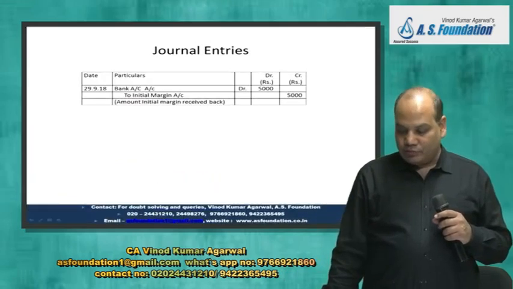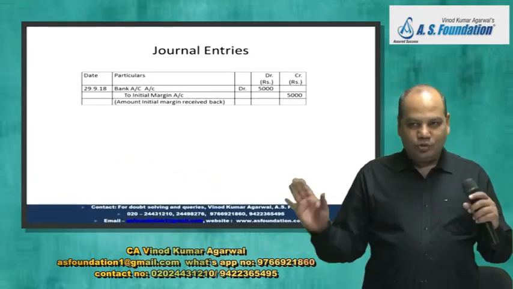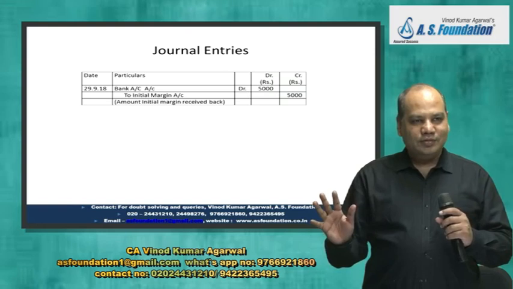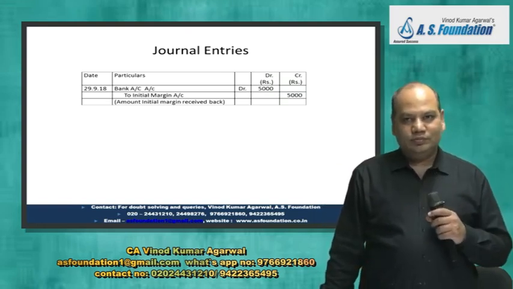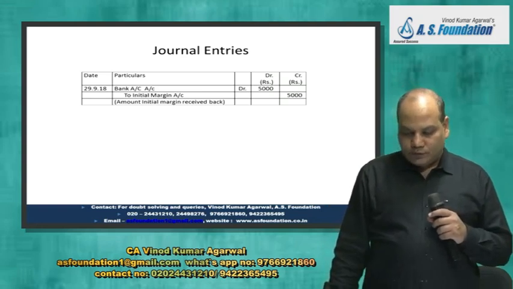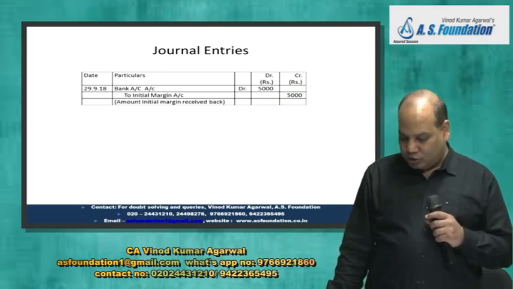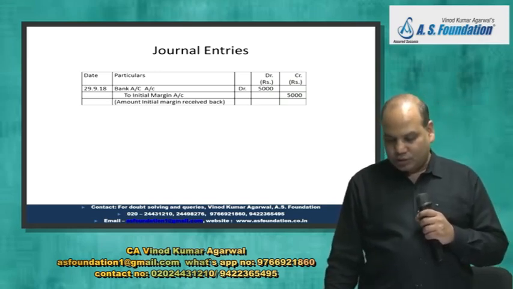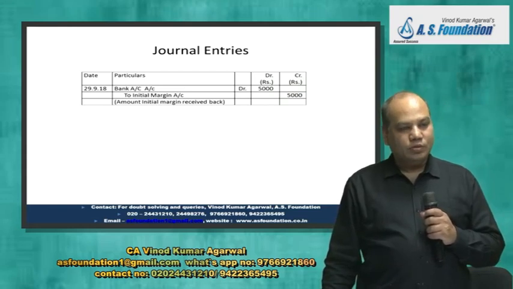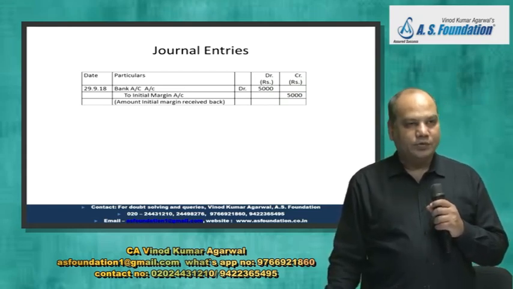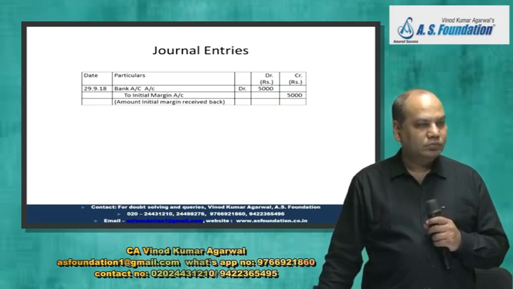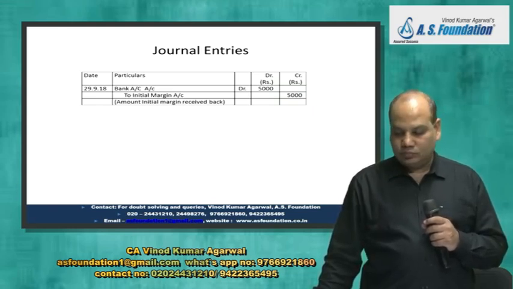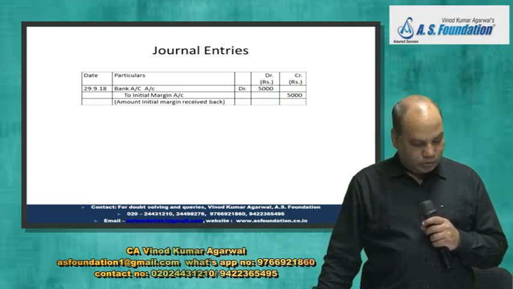You will not get it. Contract is over. You have honored the contract. Now the exchange will refund you the initial margin. So don't forget to pass one more entry, bank account debit to initial margin account 5,000. Okay. This way this question will be solved.